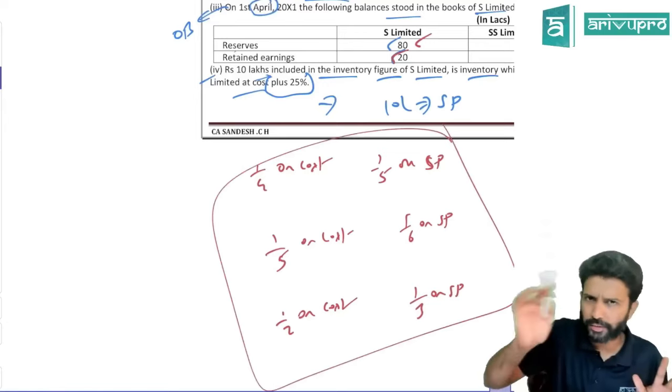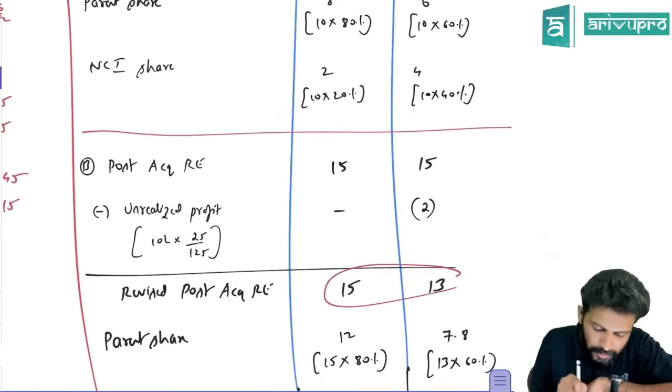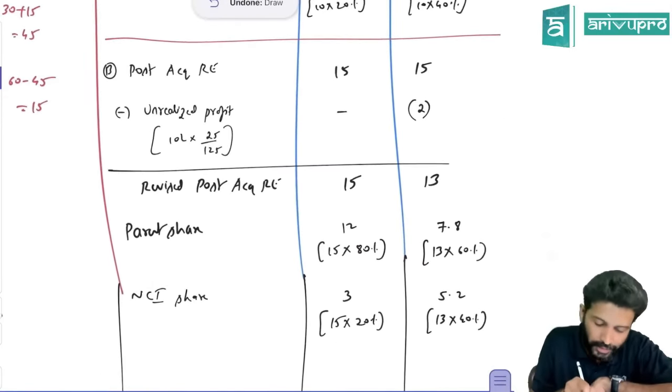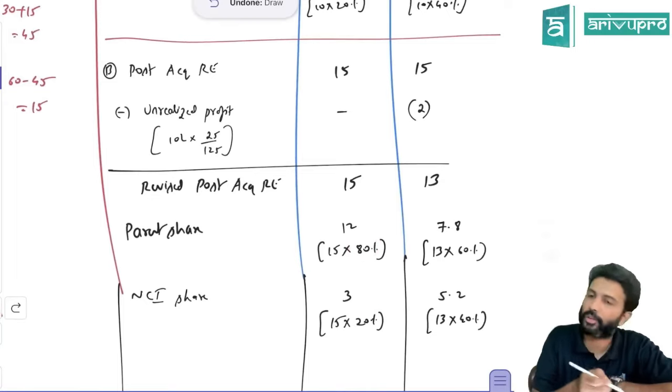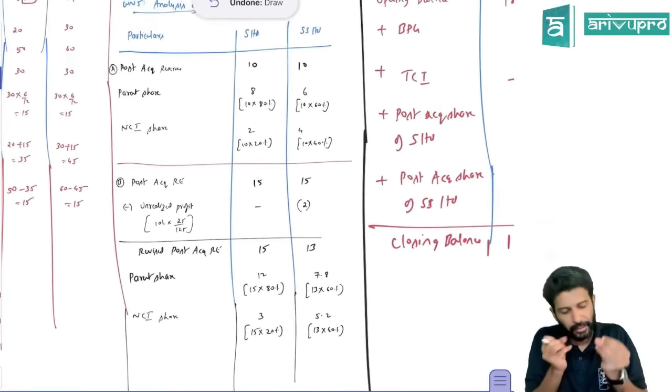Directly also you can do it. I've showed you both. Okay. Now eliminate this unrealized profit. What is the revised post-acquisition profit you're going to get? 15 and 13. That you need to distribute among parent and NCI. Parent's share is 80, NCI's share is 20. Distributed. Here it is 60-40. Distributed. That's all. Okay, you need to be careful in putting up the numbers.